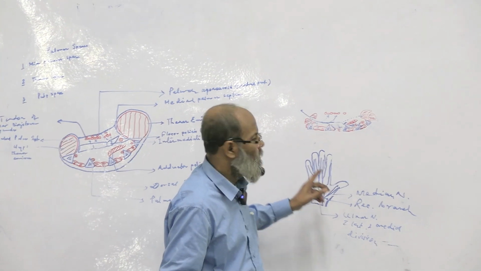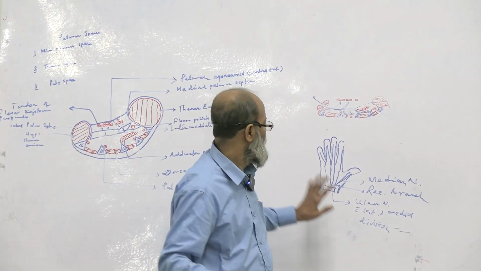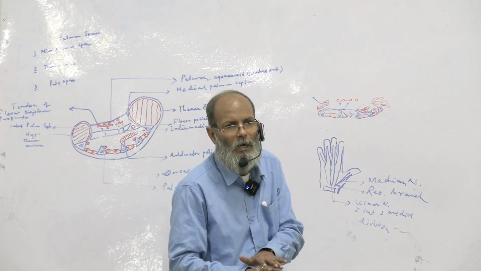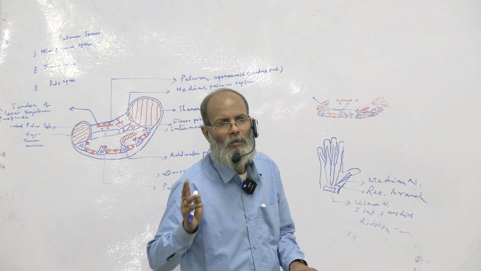These two are proper digital nerves, and these are the common digital nerve that is going to the web and dividing to supply either side of a finger.